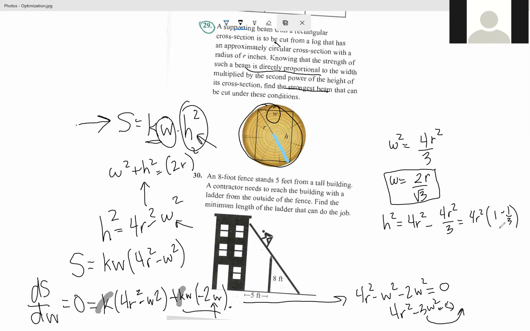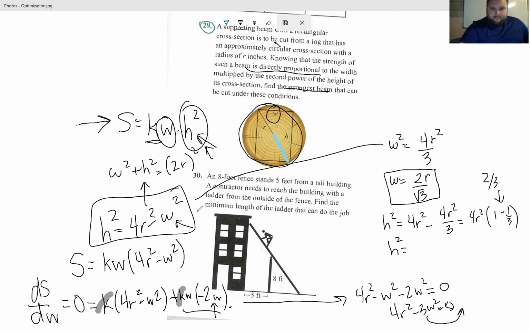Okay, I see what you did. This is now coming together. We're trying to get down to just the H. In this case, I only really need H squared, because I can plug in H squared here and be done. So you took the equation that we found for H squared earlier and plugged in the W squared. Yep, and then I substitute this in. So H squared then is 8R squared over 3.